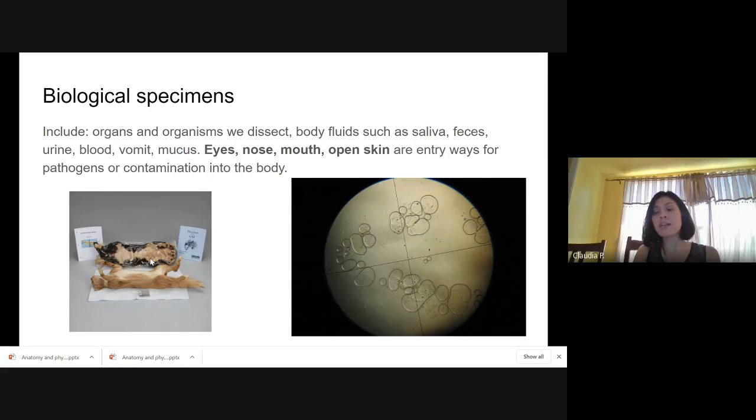And so with saliva, since it comes from the mouth, from a living person, we run the risk of coming into contact with bacteria, viruses, or getting an infection, right? Because that person could have a cold or flu virus or herpes. So we want to take precautions.